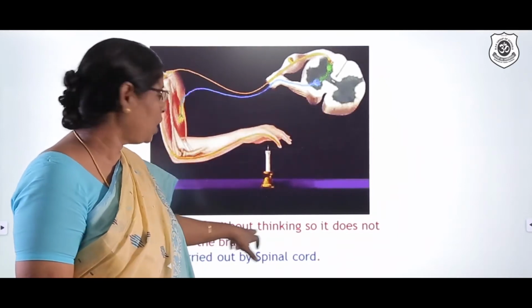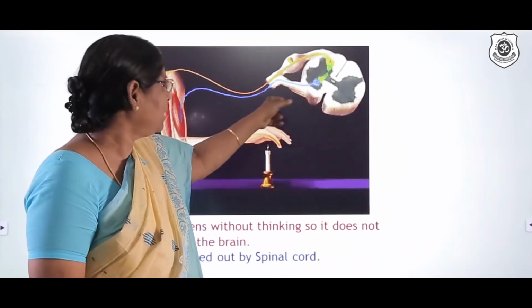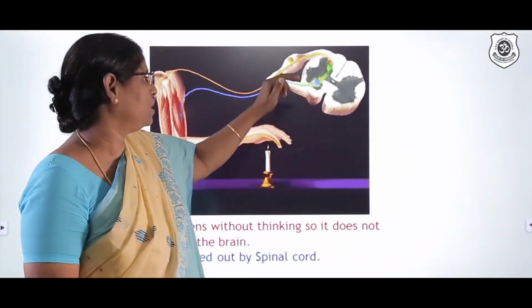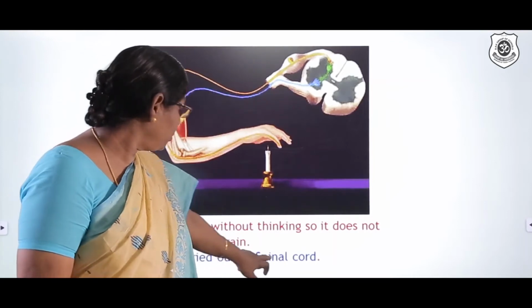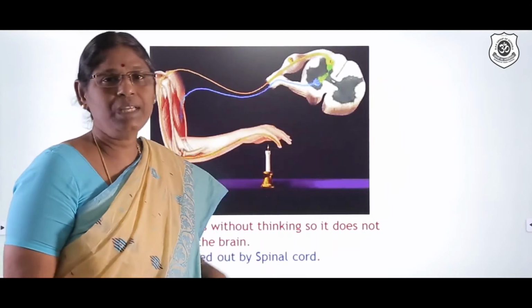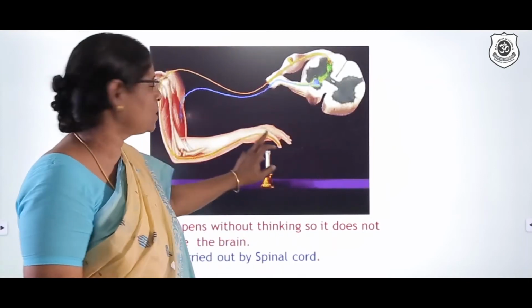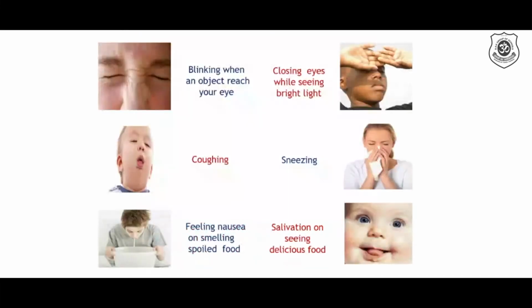So it happens without thinking, since it is not going to the brain, and since the decision is taken by the spinal cord itself, this does not involve the brain. It is carried out by the spinal cord, that is what I told you. This action is carried out by the spinal cord itself. So this is what we call reflex action. This kind of action we see in our body during an emergency. Now these are the examples of reflex action. The first one shows blinking when an object reaches your eye.